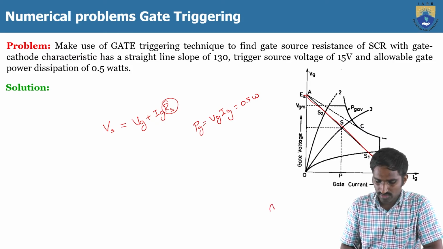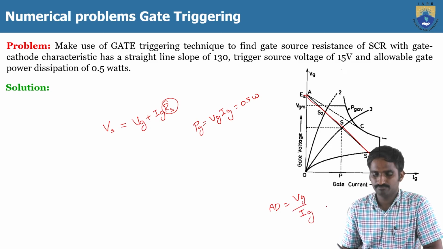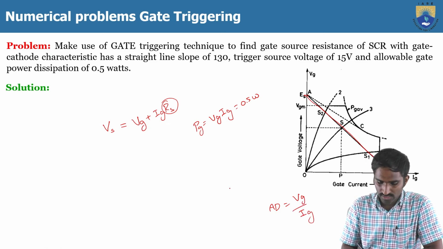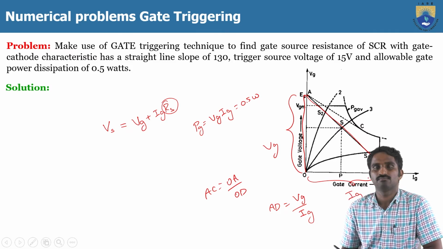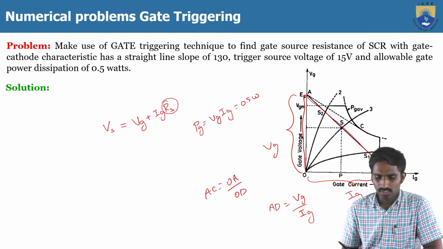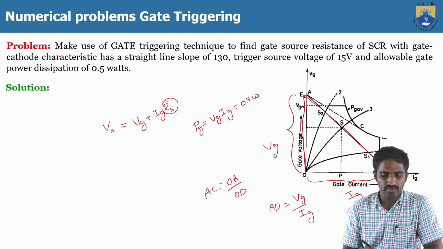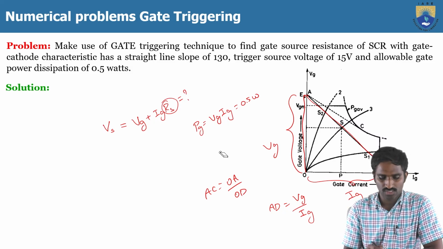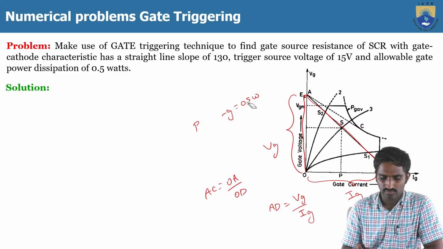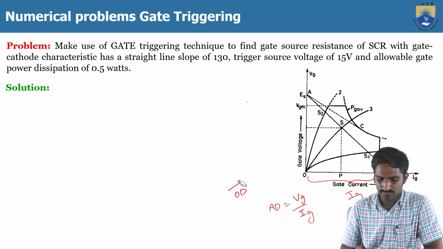So here the slope AD is equal to Vg by Ig, because AD is equal to OA by OD. Here OA represents Vg, and OD represents Ig. From this data we have to find the value of R. So for that let me explain step by step.